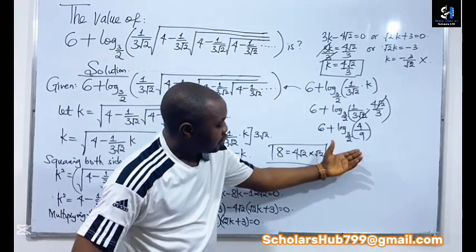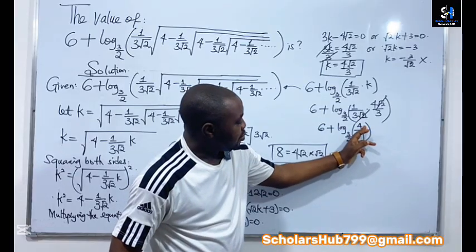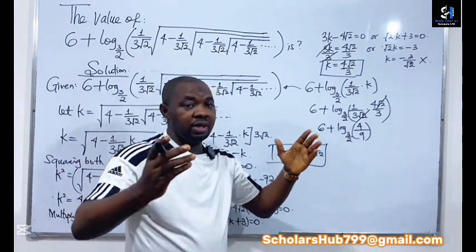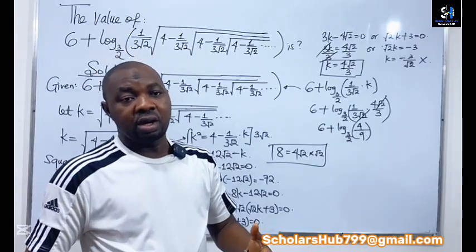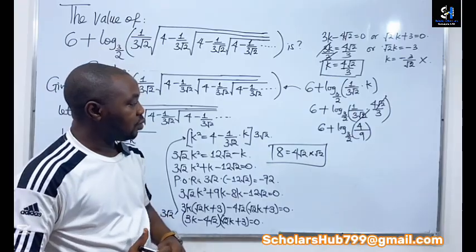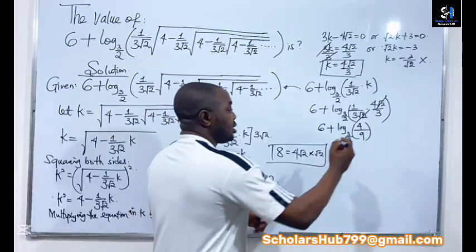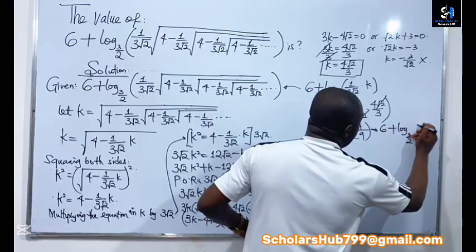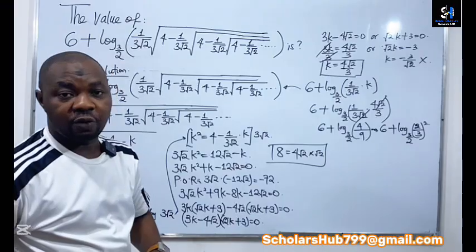Now let's look at this log part here. What we can see is that when we write the numerator and denominator in the argument as powers, for example, 4 can be written in terms of base 2 as 2 raised to the power of 2, and 9 can be written in terms of base 3 as 3 raised to the power of 2. But the base of the log is 3 over 2. So in this case we have 6 plus logarithm to base 3 over 2 of 2 over 3 raised to the power of 2, which is the same thing as 4 over 9.